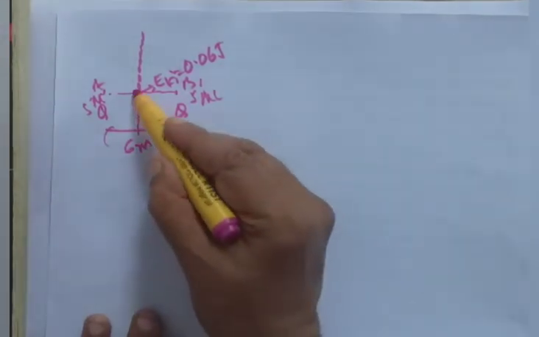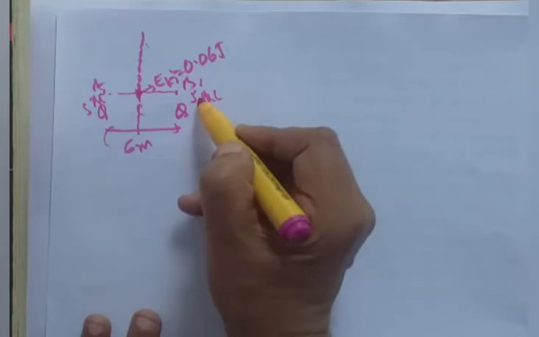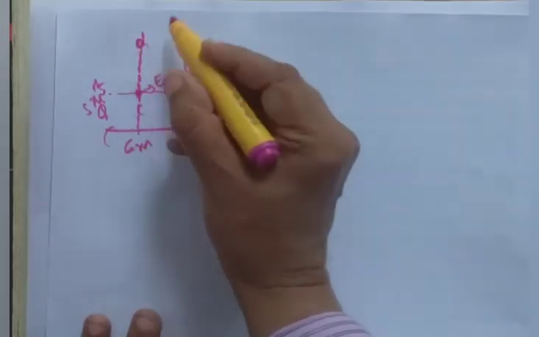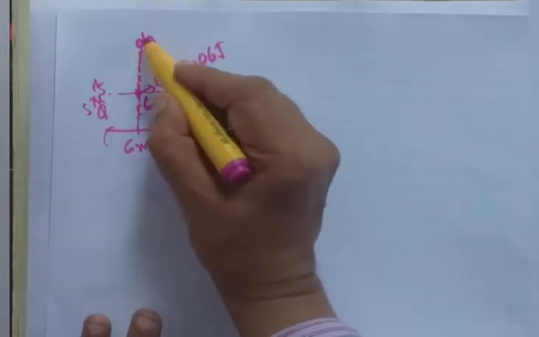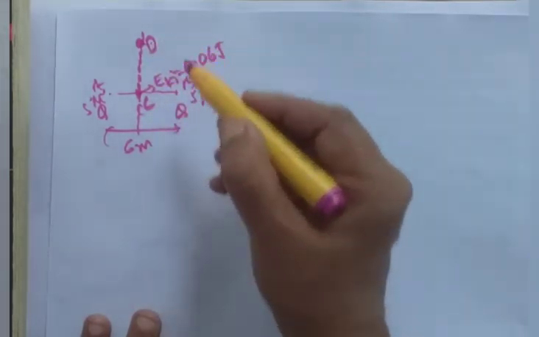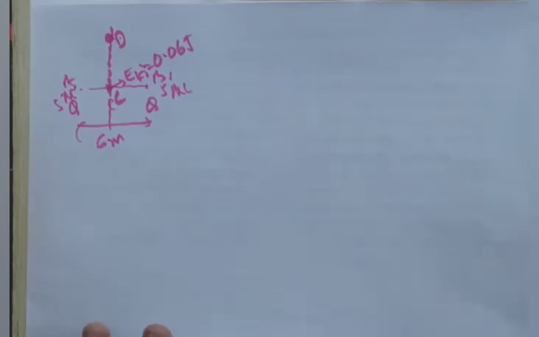Say, as this charge from C moves upwards, it is pulled by the other two charges and finally it stops somewhere. Say we call that D. C is the center, and D. At this point D, the charge stops. Now we are asked to calculate what is the distance CD.